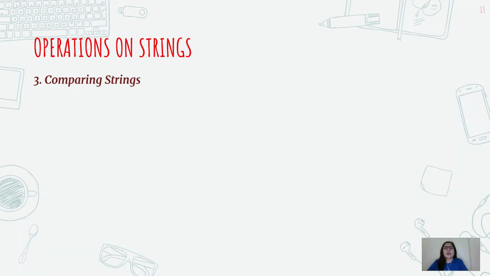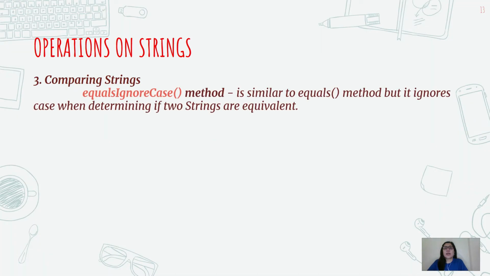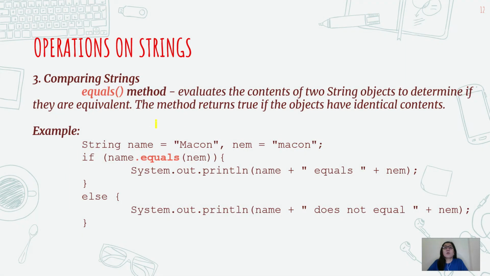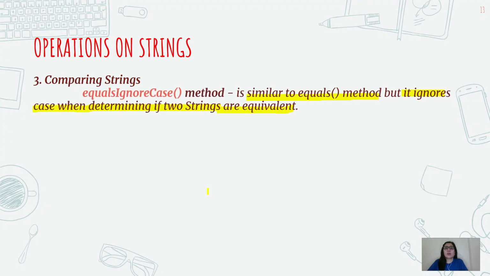Next, we also have the equals ignore case. Sa equals ignore case naman, similar to equals method, but it ignores case when determining if two strings are equivalent. By the way, ang gamit ng equals method usually is for password. So, di ba pag nagta-type tayo or hinihingi yung password natin, dapat tignan kung uppercase or lowercase kasi hindi babasahin nung field. So, balik tayo sa equals ignore case.